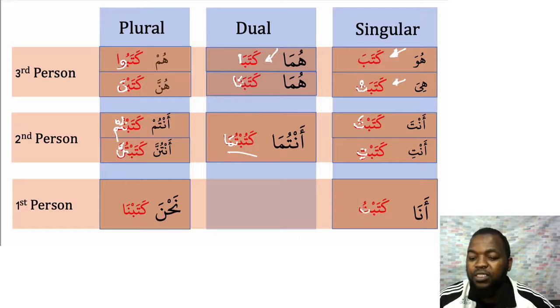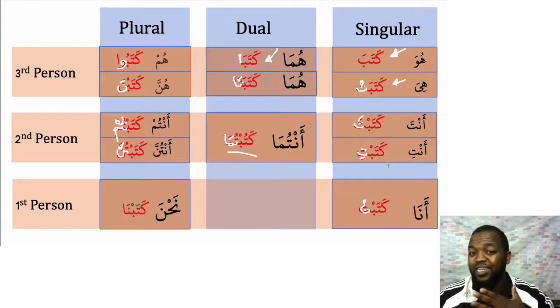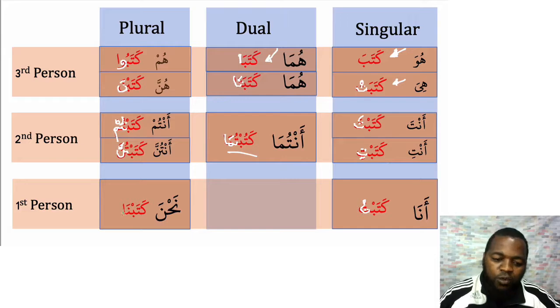Katabtu, it means I wrote. What is the subject? Tu. It's no longer "I." When you say "I," it's English. But in Arabic, tu. Katabtu. Katabna, we wrote. What is the subject? It's here.